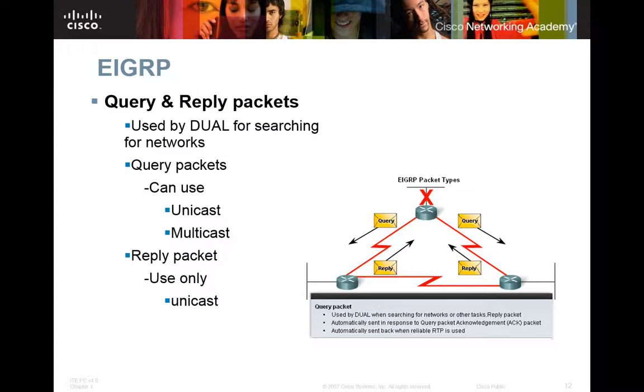Query and reply packets. Basically, if I'm going to query you, I would expect a response. If I say, Cole, what's your name? Cole. Well, that would be kind of redundant, wouldn't it? But, what's your name? Cole. There you go. I can use unicast and multicast, but the reply will always be a unicast. Why would the reply be a unicast, not a multicast? Because you're replying back to the person that said it.